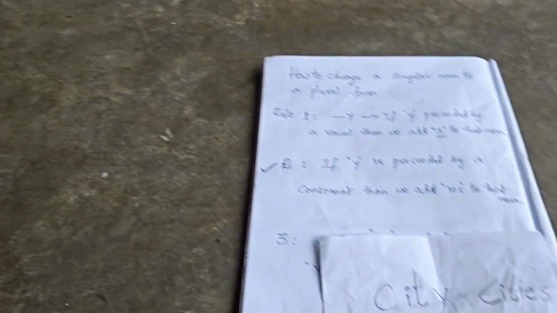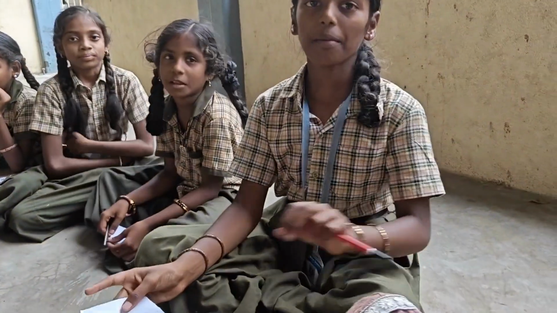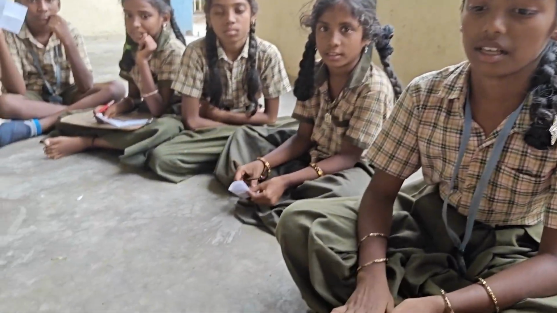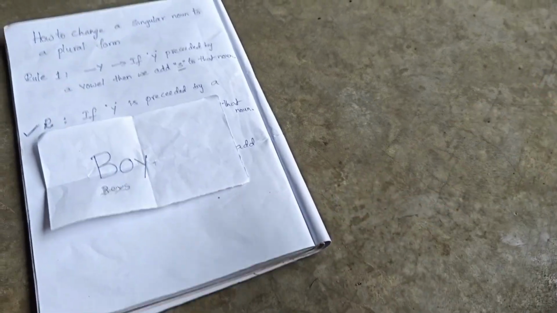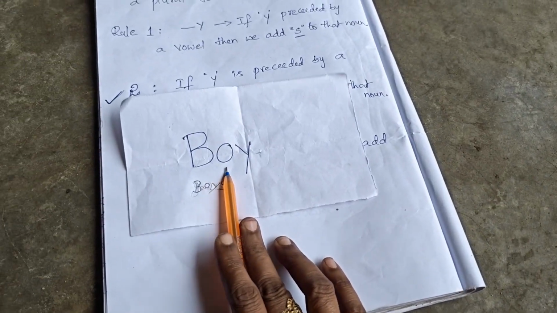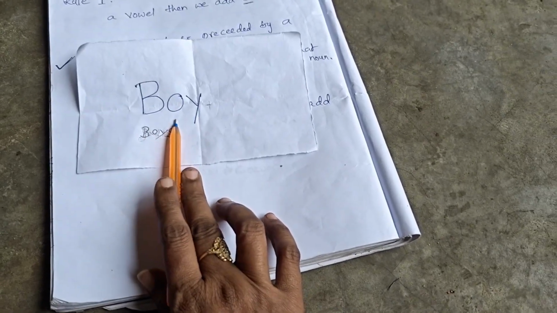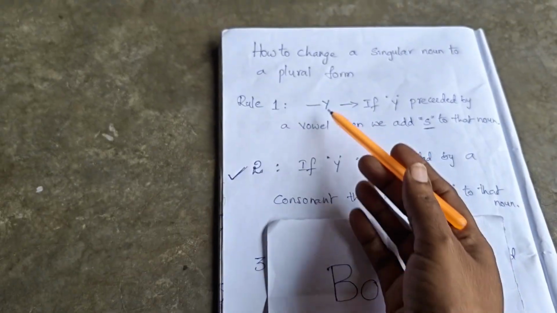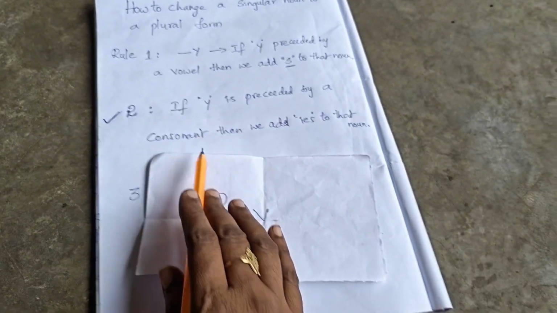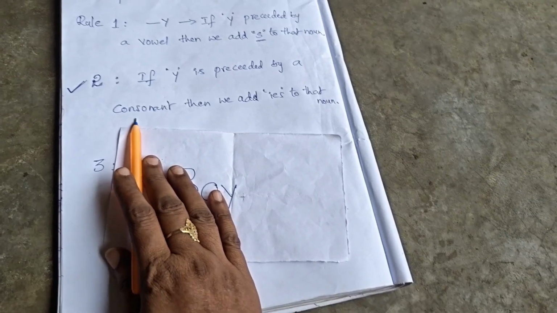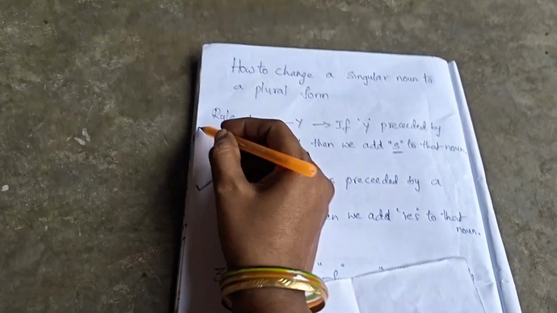The plural form is cities. It is correct. Next, Premalata. Boys. If Y is preceded, here observe. Y is preceded by which letter? Vowel. This is a vowel. Which rule does this belong to, first rule or second rule? Second rule, preceded by consonant. Preceded by vowel.